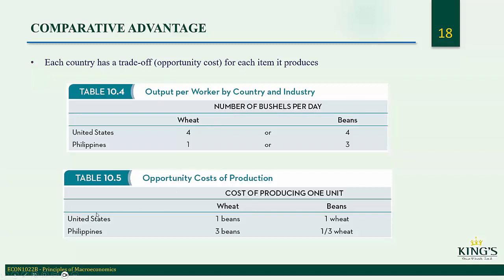productive between the two. So for the United States, the opportunity cost of producing wheat is just 1 bean. That's what you'd have to give up. Produce beans instead of wheat, for each unit of beans, you would be giving up one. Again, that's because the productivity here is the same.